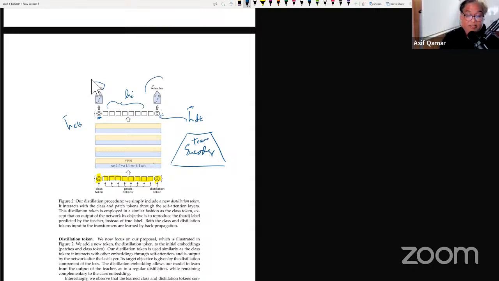But notice that there is something else out here. Loss with respect to a teacher. So who is the teacher? Here, this teacher is actually coming from a CNN. So while ViT completely eliminated the CNN, what this paper said is that, hey, look at this.